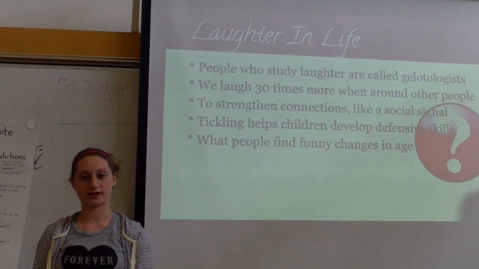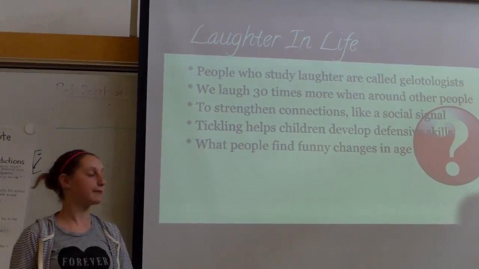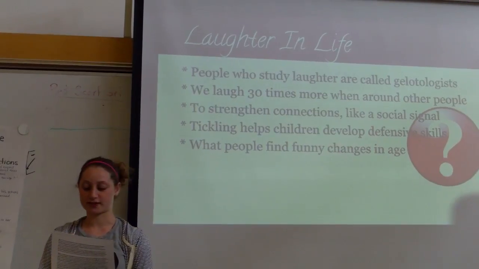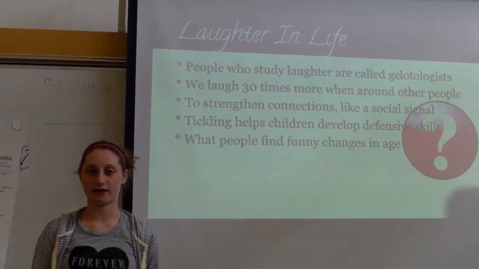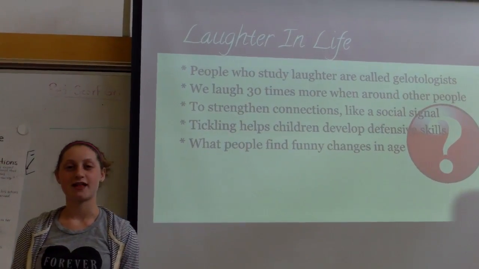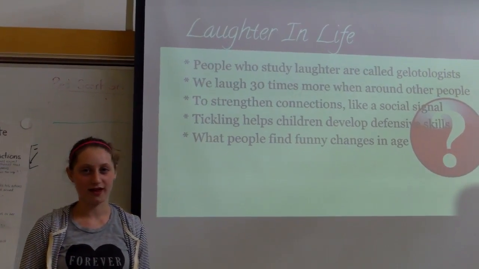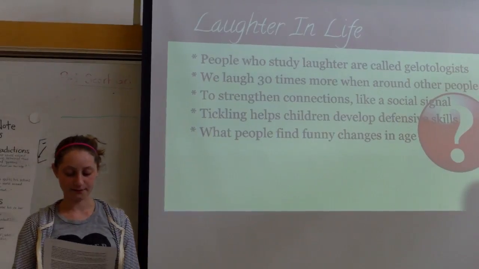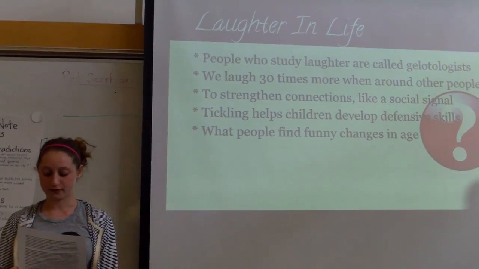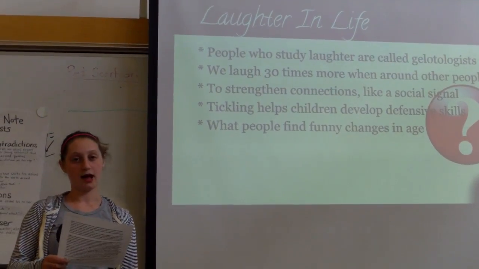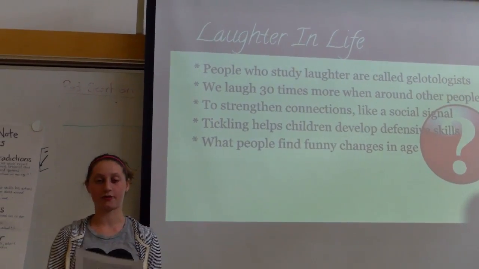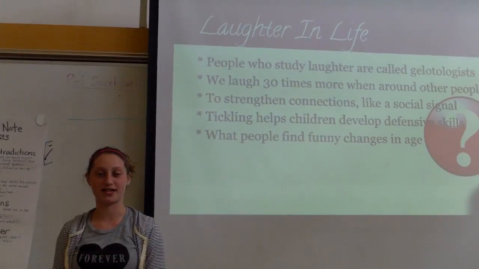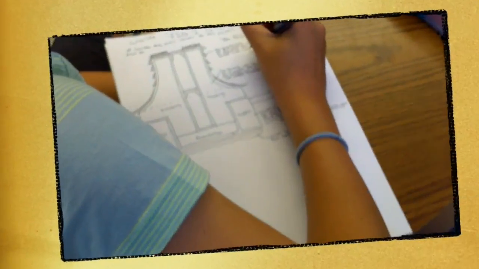Starting with the physical and social results of laughter. People who study laughter are called gelotologists. Over time, gelotologists have discovered many surprising things about laughter and humor, such as the fact that people are 30 times more likely to laugh when surrounded by their peers, or such as the fact that as you grow older, humor changes. For example, infants and children study the world around them and are constantly surprised at what ridiculous things they see, which makes them laugh.